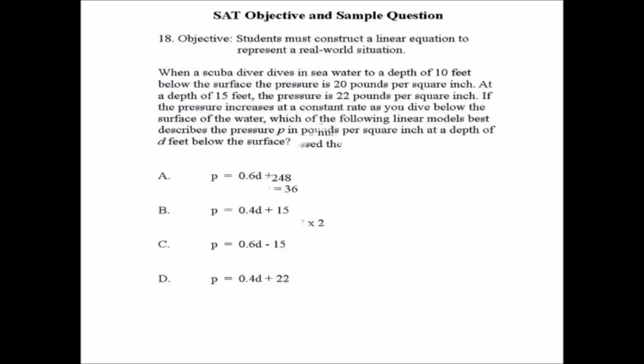Again, an easy question. Number 18. When a scuba diver dives in seawater to a depth of 10 feet below the surface, the pressure is 20 pounds per square inch. At a depth of 15 feet, the pressure is 22 pounds per square inch. If the pressure increases at a constant rate as you dive below the surface of the water, which of the following linear models best describes the pressure P in pounds per square inch at a depth of D feet below the surface? A, B, C, or D? Circle the correct answer.